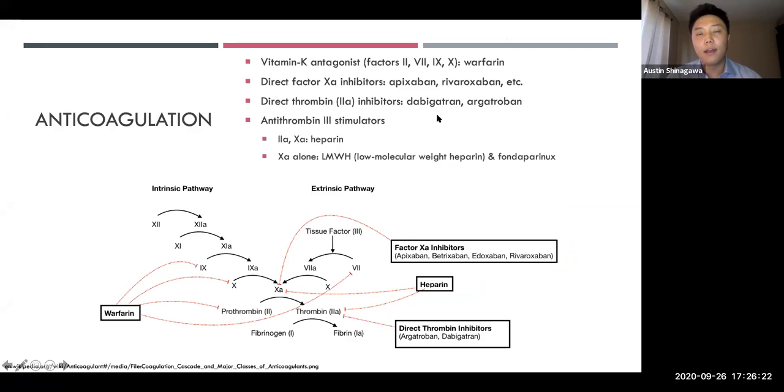The real mainstay of conventional management is anticoagulation. You can see here we have our vitamin K antagonists, warfarin; direct factor 10A inhibitors, such as apixaban, rivaroxaban, edoxaban; direct thrombin inhibitors, such as dabigatran and argatroban; and then antithrombin 3 stimulators. If you remember, heparin stimulates antithrombin 3 to inhibit factor 10A and 2A, and then low molecular weight heparin, such as Lovenox and Fondaparinux, inhibit 10A alone.